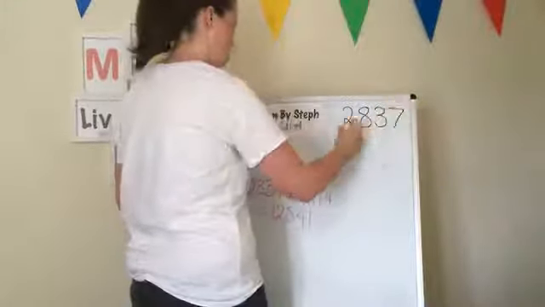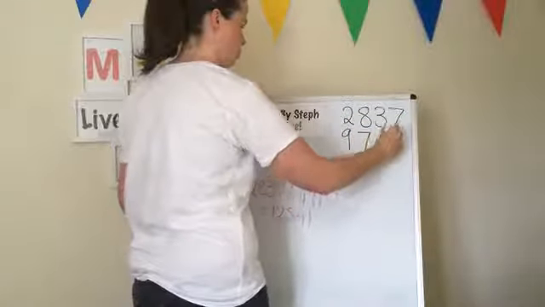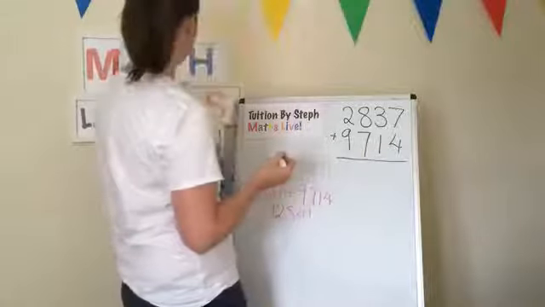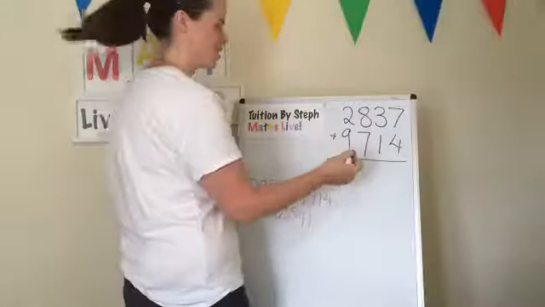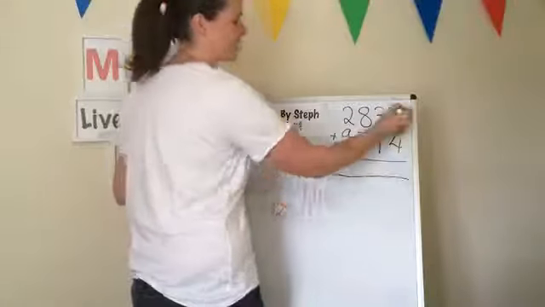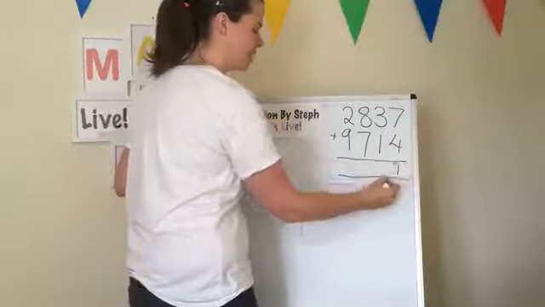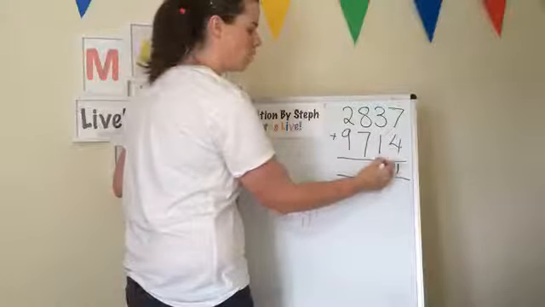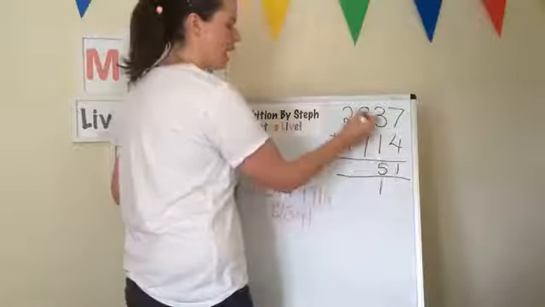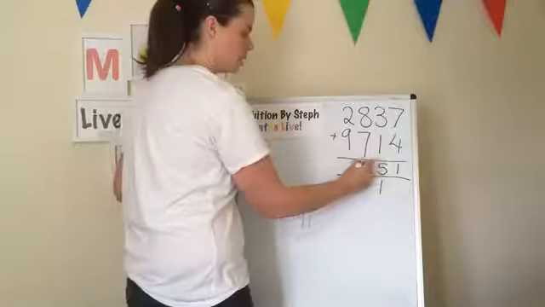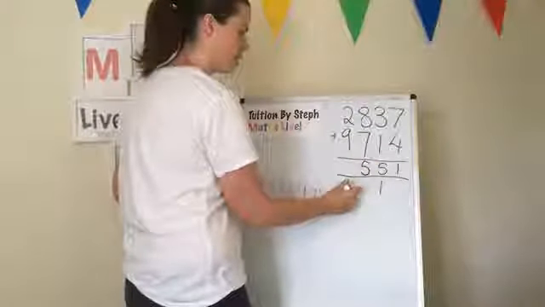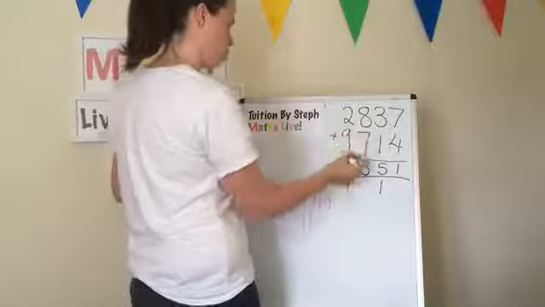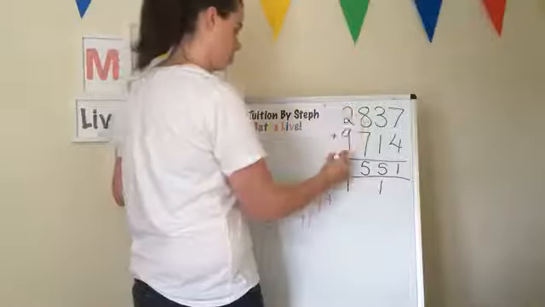So we've got 2,837 plus 9,714. I can just see this swinging in the background. It won't stay still. It's got a mind of its own. So 7 plus 4 is 11. 3 plus 1 plus 1 is 5. 8 plus 7 is 15. And then 9 plus 2 plus 1, 9, 10, 11, 12.